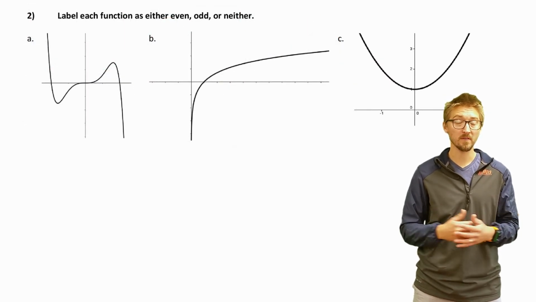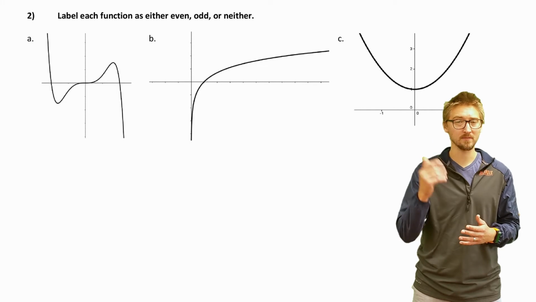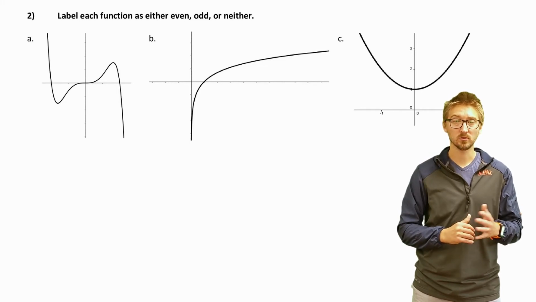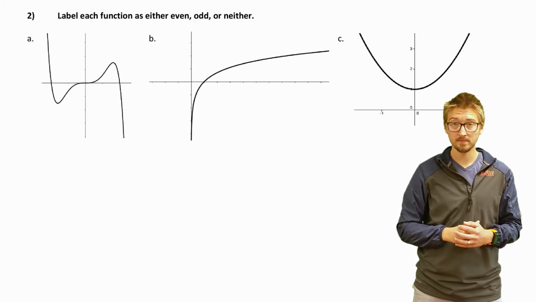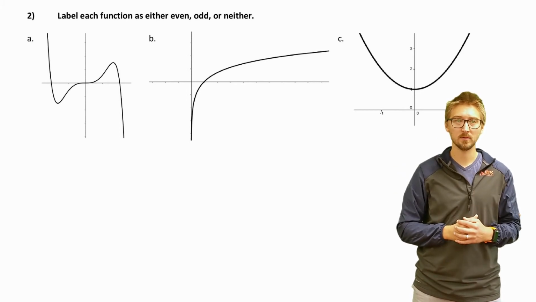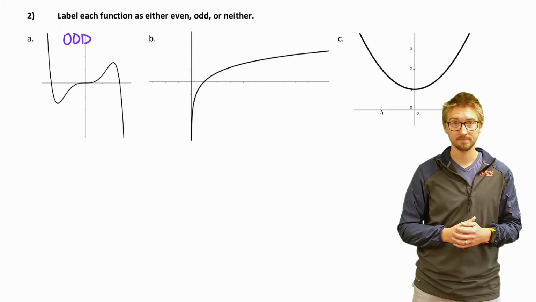Number 2, for the first graph, graph A, if we are trying to see if that's even, it doesn't flip left and right and fall on top of itself. If we're trying to see if that's odd, we have to almost rotate that in our head around the origin, and that would fall on top of the original graph. So this qualifies as being an odd function.